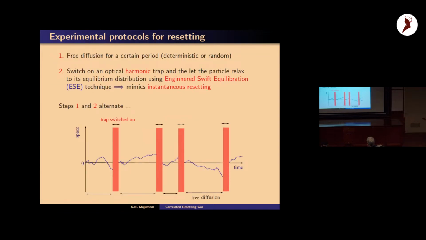So free diffusion for a certain period, which is typically random, let's say, and then you switch on the trap. When the trap is switched on, you don't reset to a particular position, you reset to a thermal distribution of the particles inside the trap, which is a Gaussian distribution. And then you switch off the trap again, let the particle diffuse freely, and then switch on, and it just goes on like that. Okay? Steps 1 and 2 alternate.